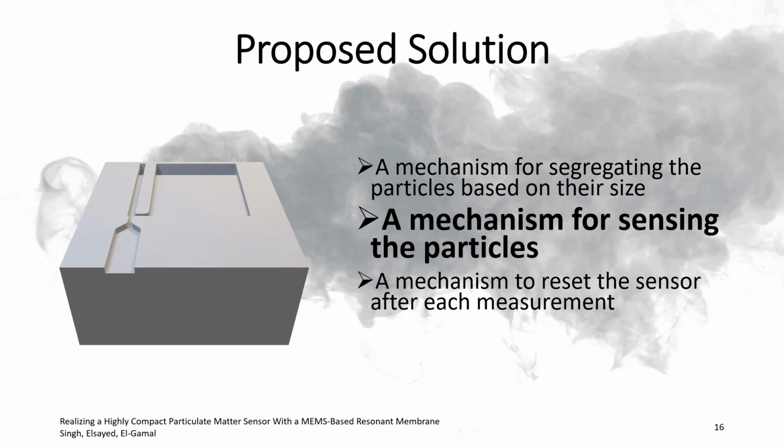Our solution consists of three mechanisms. First mechanism is to segregate the particles based on their size. As I told you, there are three different categories. So you segregate them according to what you want to measure, whether you want to measure 2.5, 10, or ultrafine particles. And second mechanism is one for sensing the particles, which is currently the focus of our paper. And the third mechanism is to reset the sensors. Now you have segregated the particles, you have measured them. Now you want to reset the sensor because you want to take another measurement.